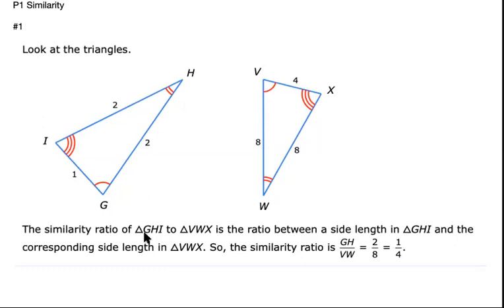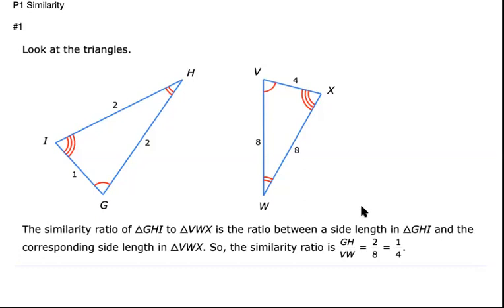The similarity ratio of GHI to VWX is the ratio between the side lengths. Okay, so looking at those triangles, we figure out that triangle GHI and the corresponding side length VWX. So the similarity ratio is going to be 2/8, which is going to be reduced down to 1/4. So then in our box down there, we just do 1/4.